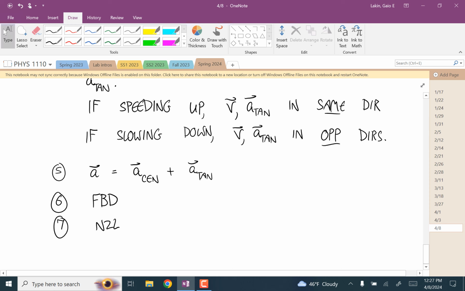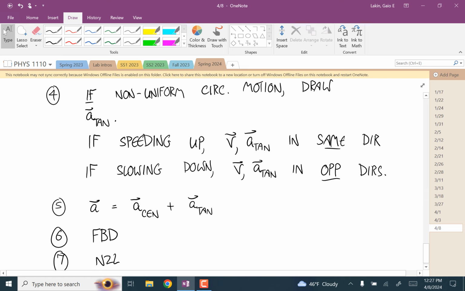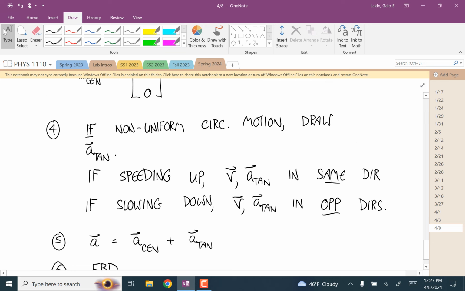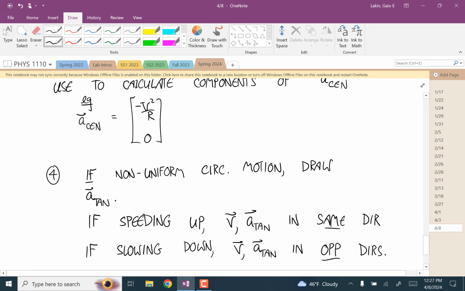Anybody have any questions about the approach or the meanings of any of these things? So just remember, if you're dealing with circular motion, you don't call it a-parallel and a-perpendicular. It's the same two things, but you call them tangential acceleration and centripetal acceleration. And then the magnitude of the centripetal acceleration, really the big news about this is that it's always equal to the speed squared divided by the radius of the path.